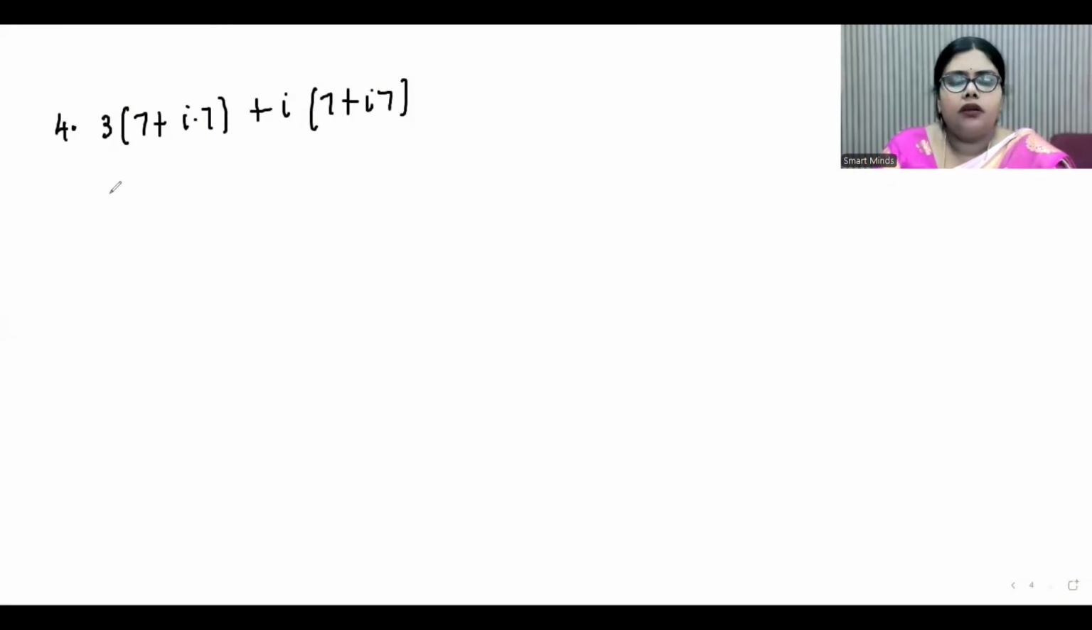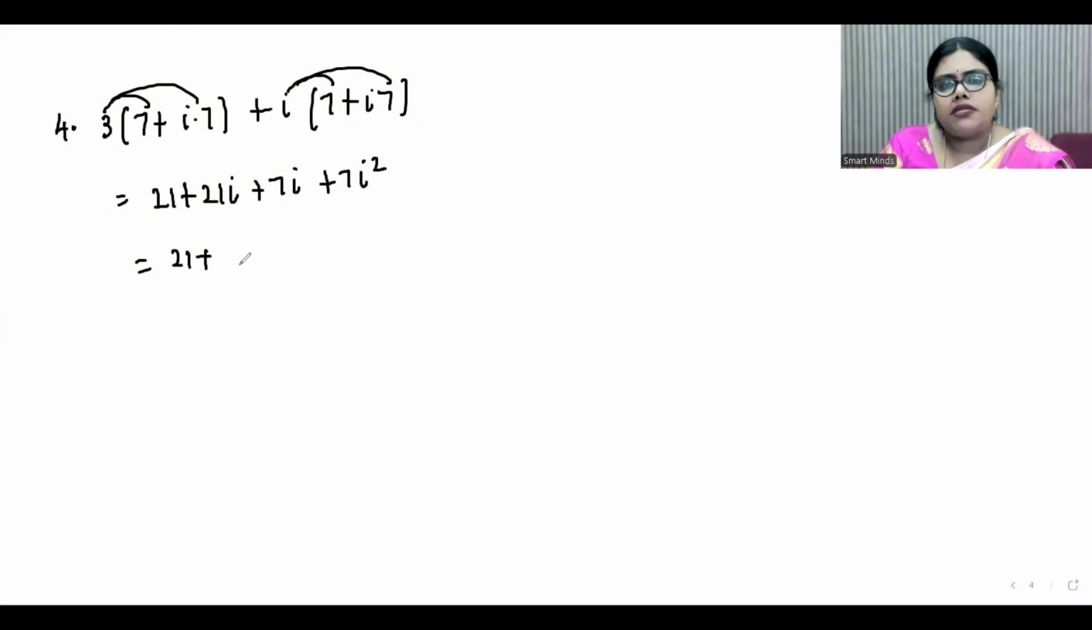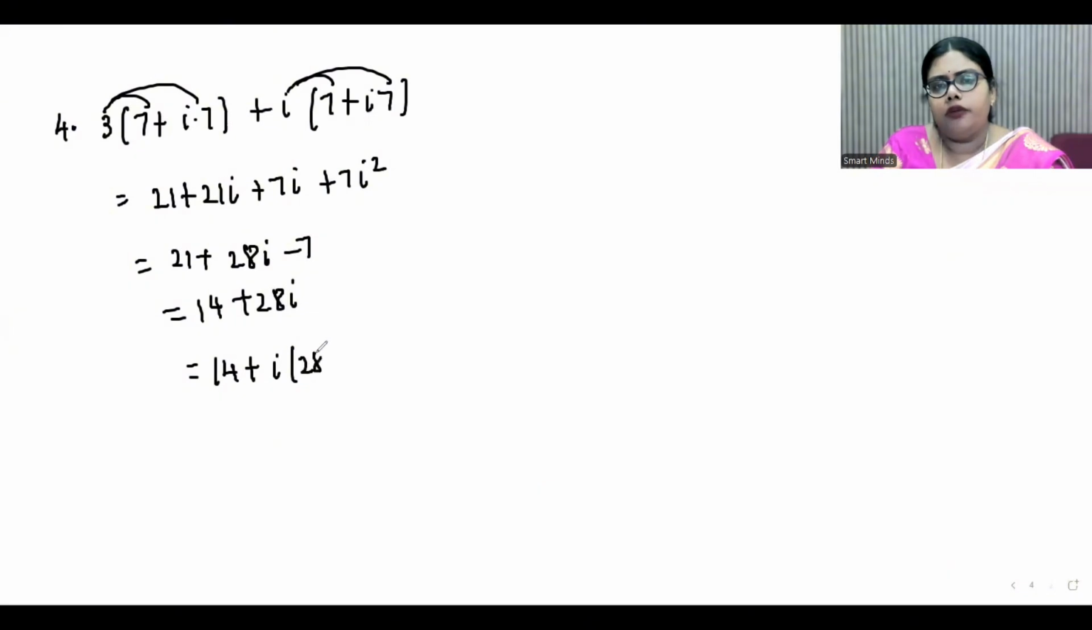Take the next question. 3 into 7 plus i into 7 plus i into 7 plus i 7. So that is, let us multiply this into this, this into this, this into this, this into this. So 21 plus 21i plus 7i plus 7i square. That is 21 plus 7 is 28i minus 7. That is 14 plus 28i. So we can write this in a plus ib form as 14 plus i into 28.